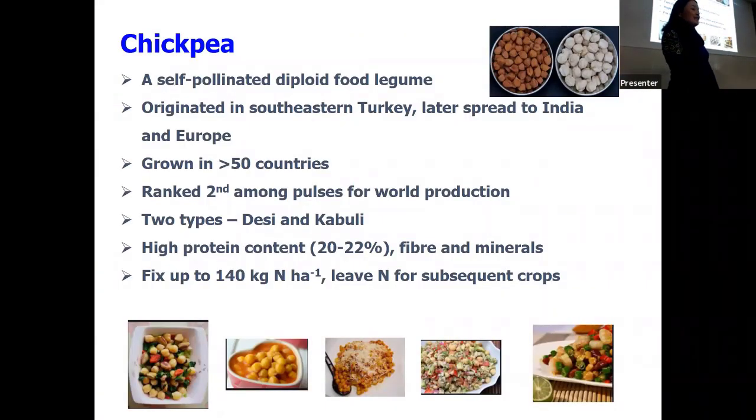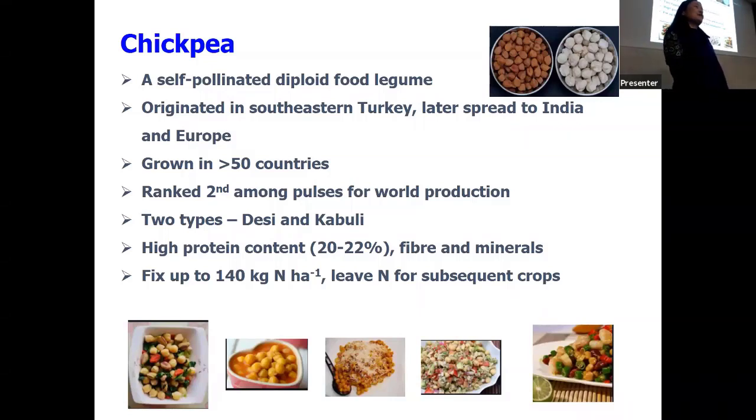Chickpea is a self-pollinated diploid food legume. It originated from southeastern Turkey, later spread to India and Europe. Now it is grown in over 50 countries around the world. It is ranked second among pulses for world production.